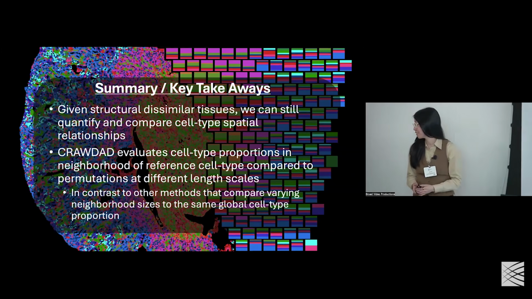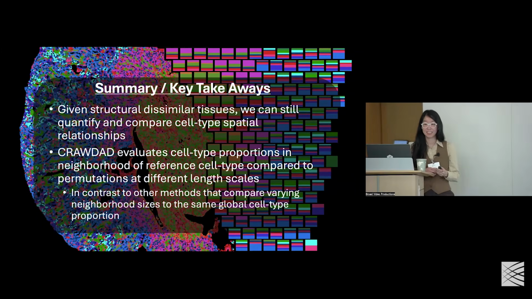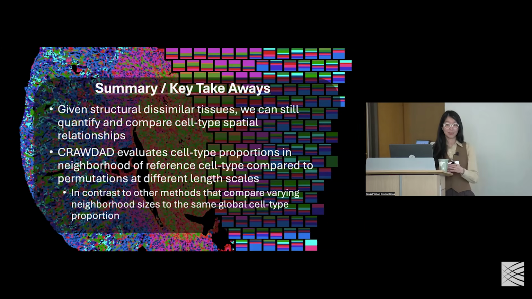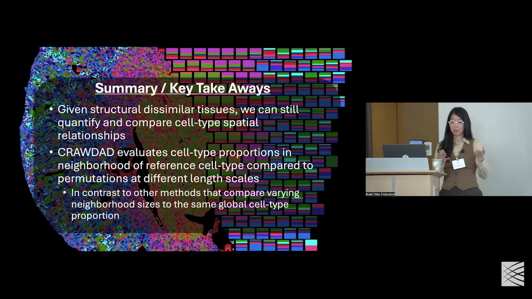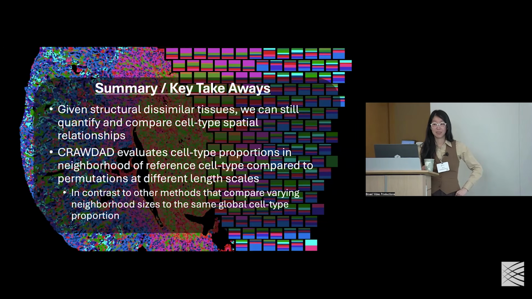Okay, so with that, just to summarize the last component of the talk: given structurally dissimilar tissues, we can still quantify and compare cell type spatial relationships, and tools like CRAWDAD can evaluate these cell type spatial relationships by comparing the cell type proportions within a neighborhood of a reference cell type compared to permutations at different length scales, which is in contrast to other methods that might compare varying neighborhood sizes to the same global background proportion.